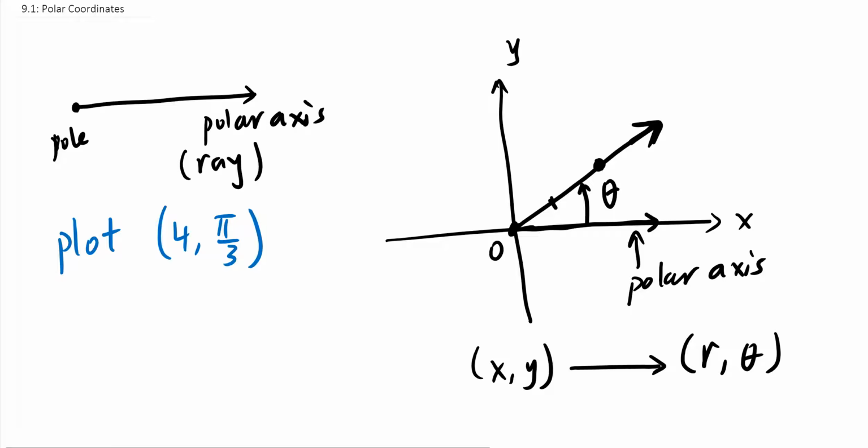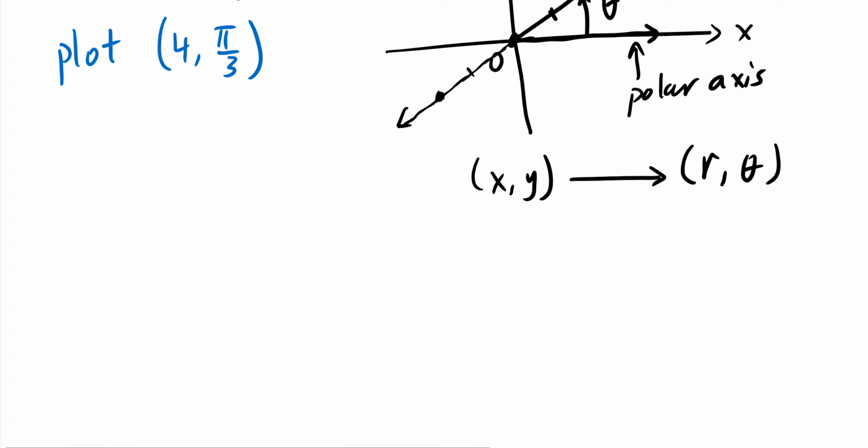Theta can be negative, and r can be negative. What if r is negative? Then it goes in the opposite direction. You travel in the opposite direction, the opposite value of r distance. So if it's negative 2, you go this way, and then the point would be located at that one.